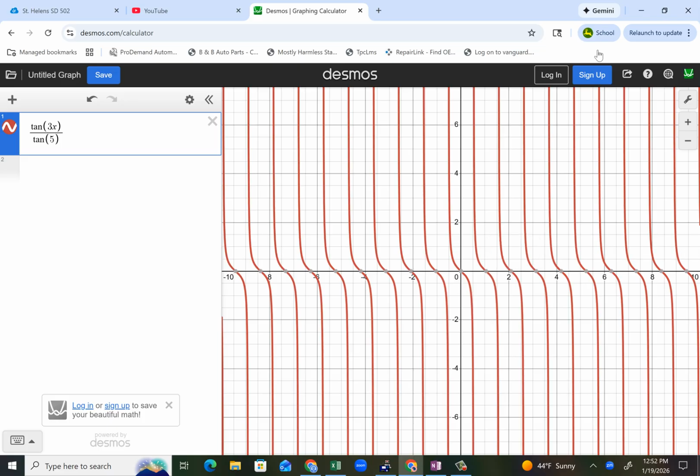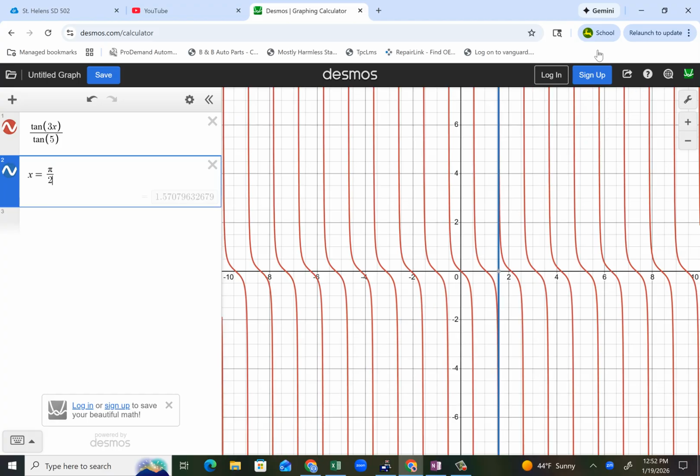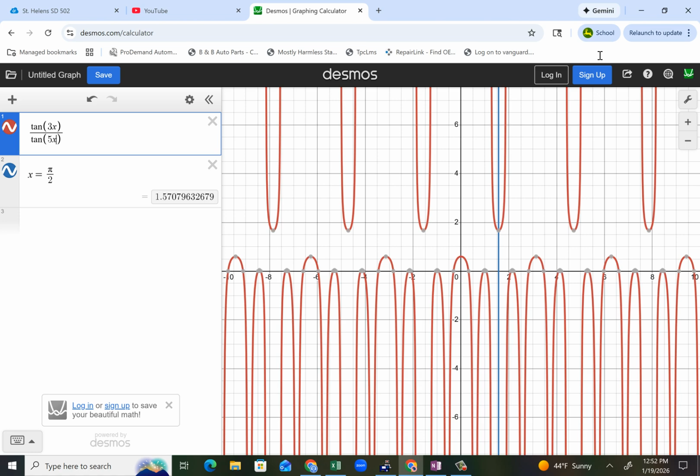Well, let's find x equals pi over 2. X equals pi divided by 2. And if you look at pi over 2, tangent of 5x, there it is. And look what we're approaching. We're approaching 1.666.